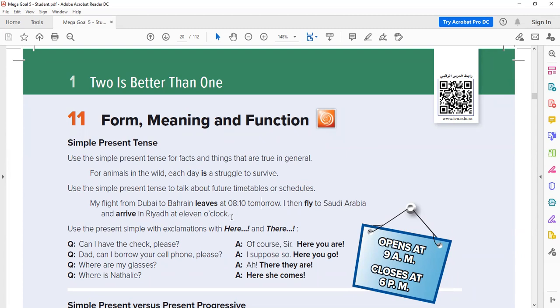Okay, so the first point to use simple present is for facts and things that are true in general. We also use simple present to talk about future timetables or schedules. We also use the present simple with exclamations with here and there. For example, can I have the check, please? Of course, sir. Here you are.